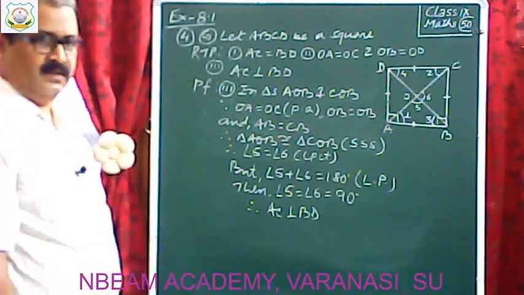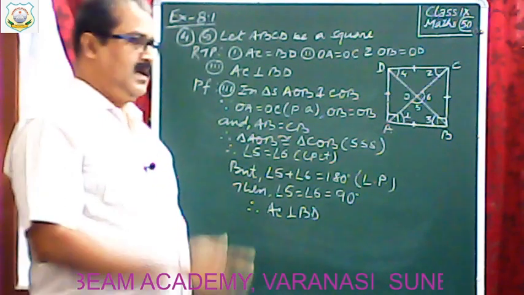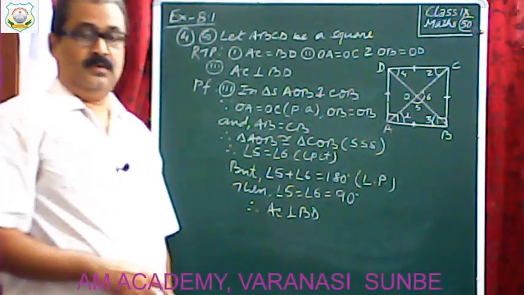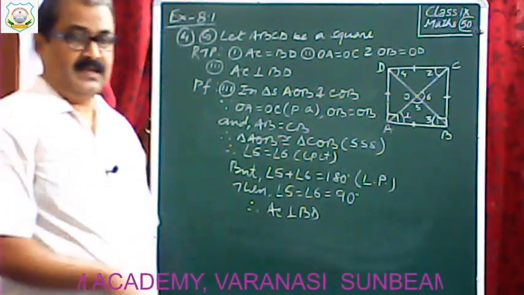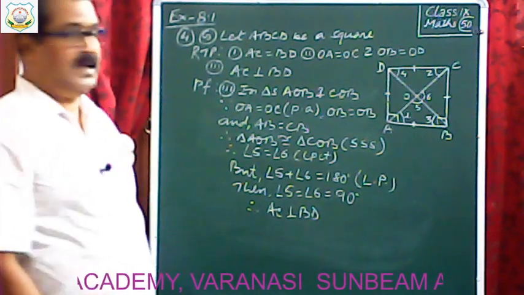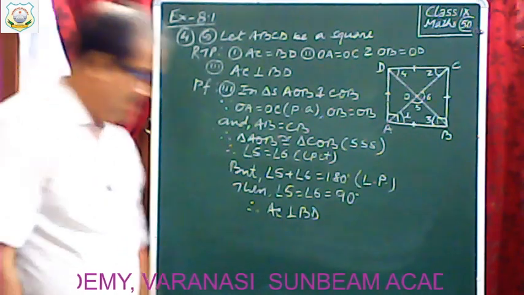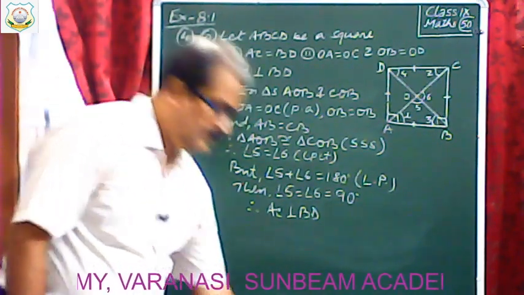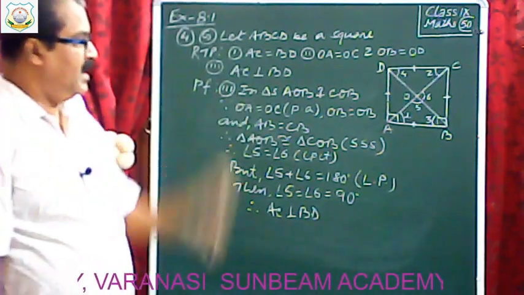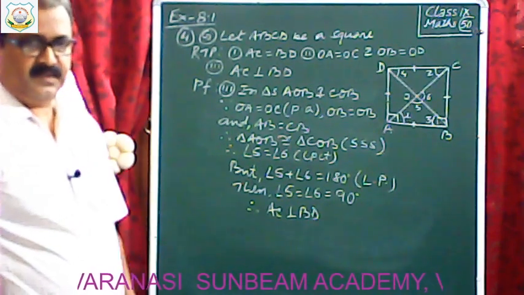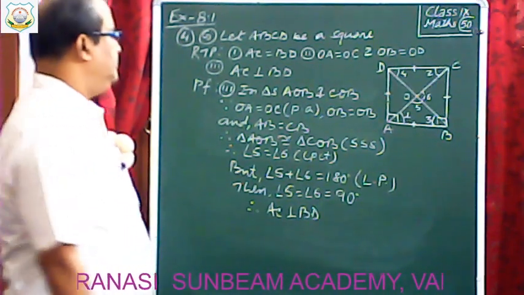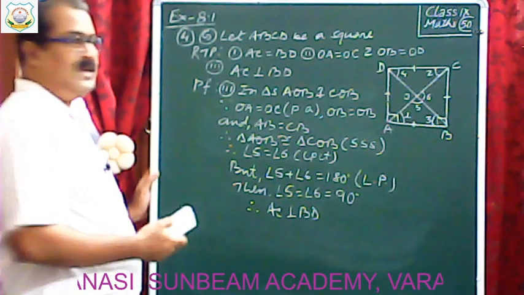Okay, 3 in 1. We have shown diagonals are equal. Thereafter we have shown diagonals bisect each other, and thereafter we have shown diagonals are perpendicular to each other. You have to mark angle 1, 2, 3, 4, 5, 6 in your figure, everybody. Okay, come to next.